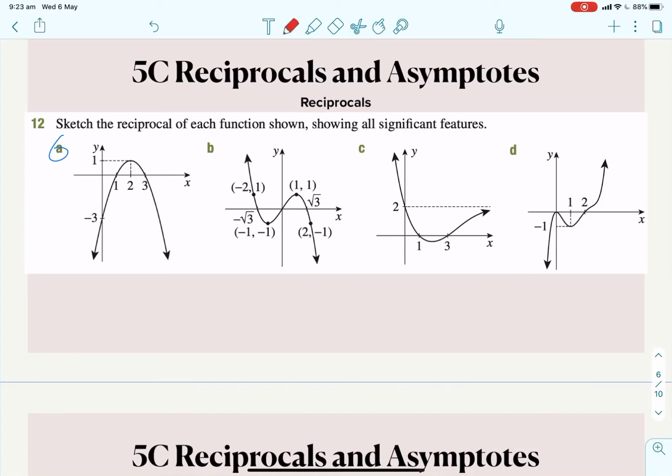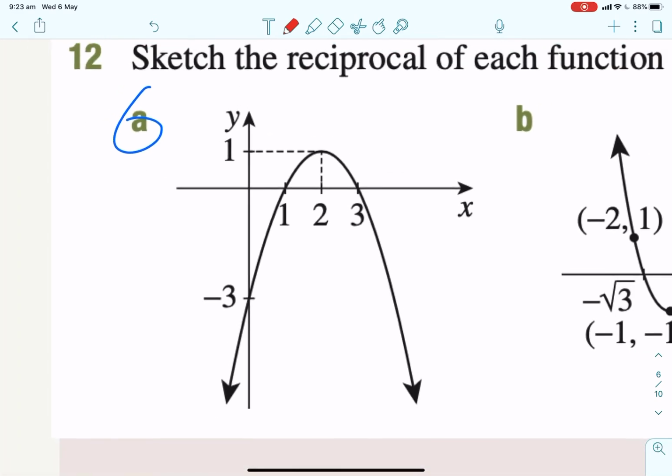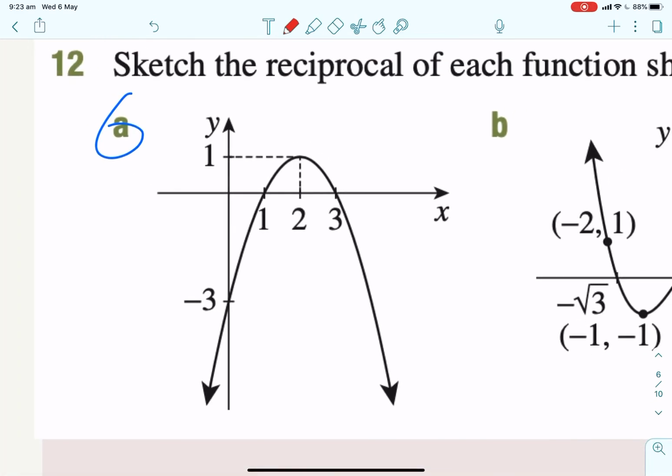So I'm going to do A and C, okay? Now, first of all, asymptotes, really important. When it touches the x-axis, that will be asymptotes. So asymptote here and asymptote here. Asymptote here and asymptote here. I have to do one side at a time, otherwise it's really hard to gauge.